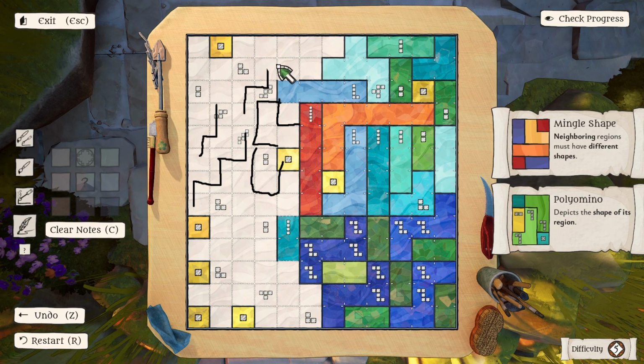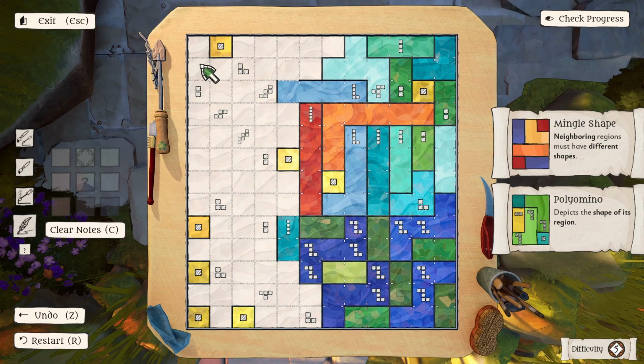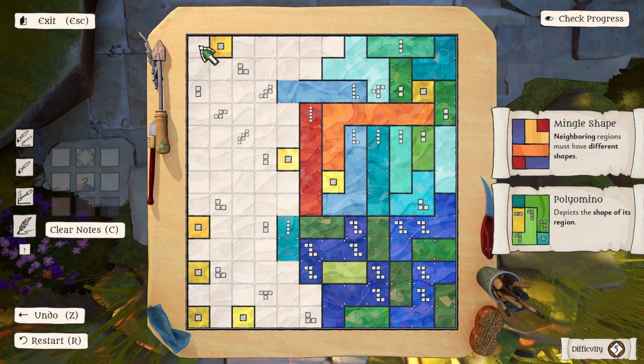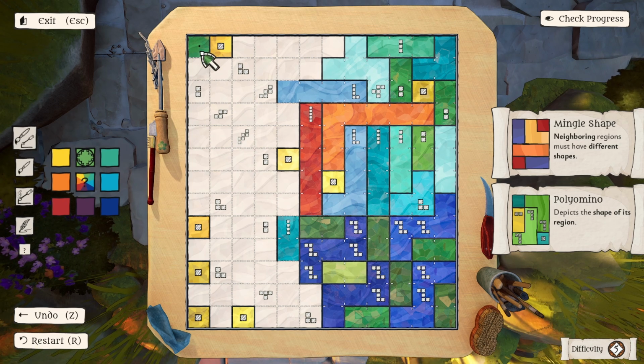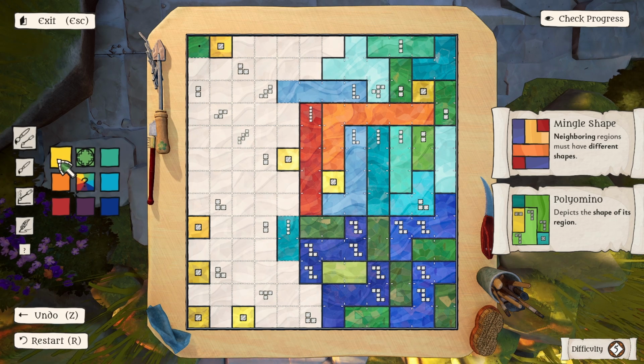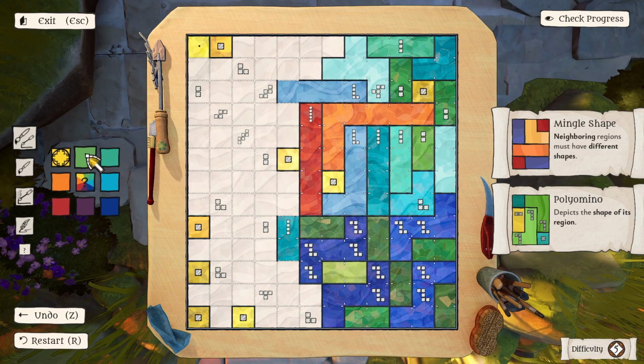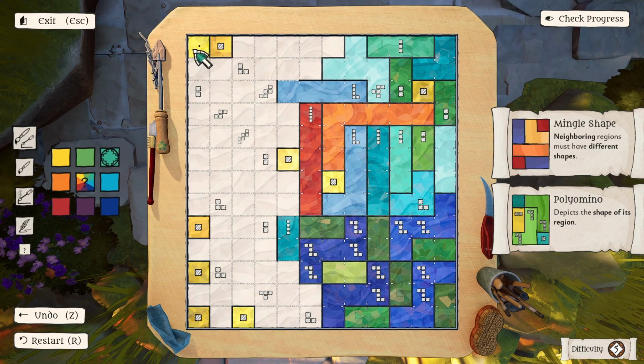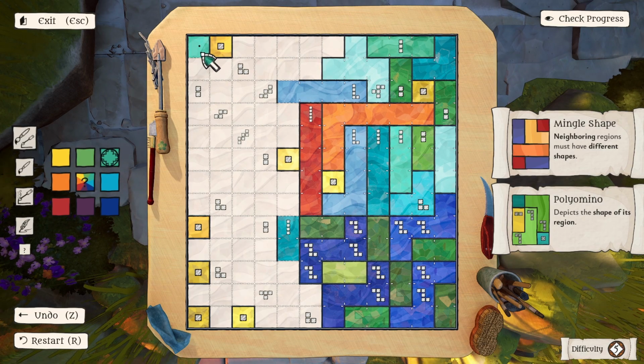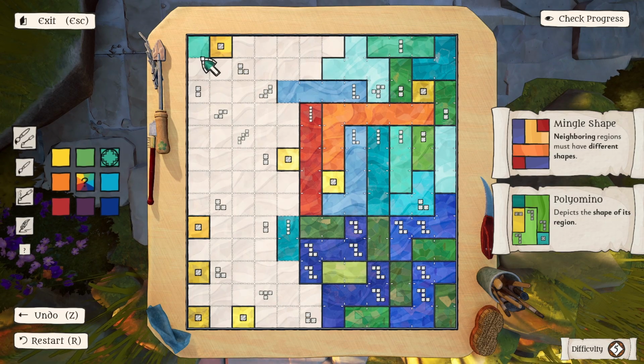Okay, maybe it's up here. That one. Get the dot off there.